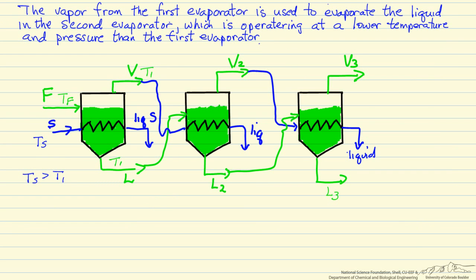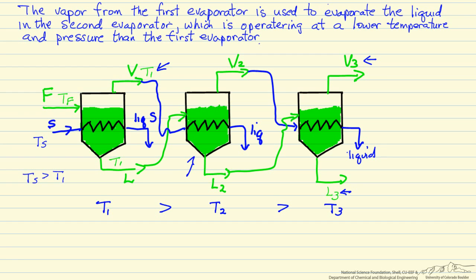If the temperature in this first effect is T1, the temperature here is T2, and here is T3. When I say T3, that means both the liquid and the vapor are at T3. Then T1 must be greater than T2, which must be greater than T3, because we are using the steam here at T1 to vaporize the liquid in the second effect. So T1 must be greater than T2 for heat transfer.